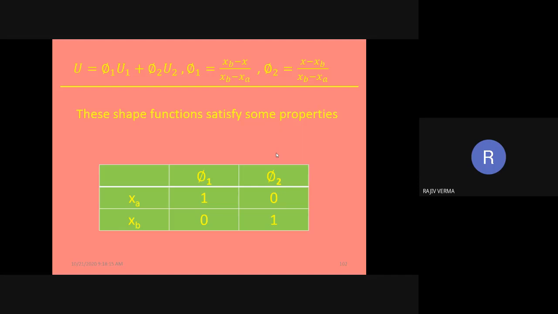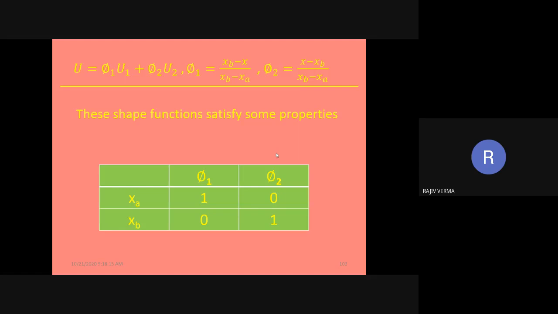Both the shape functions have a value 1 at their own nodes, and they have a value 0 at the other node. In fact, this happens to be one of the properties which every shape function is supposed to satisfy. Supposing we have an element which has three nodes, node number 1, node number 2, and node number 3, obviously there are going to be three shape functions, phi 1, phi 2, and phi 3.